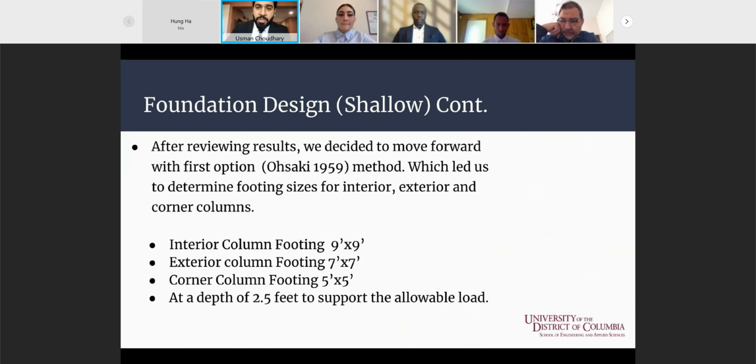This led us to determine the footing sizes for the interior columns, exterior columns, and corner columns. The footing sizes are in feet. Interior column footings would be 9 by 9 feet, exterior columns 7 by 7, and corner columns would be 5 by 5 feet at a depth of 2.5 feet to support the allowable load.